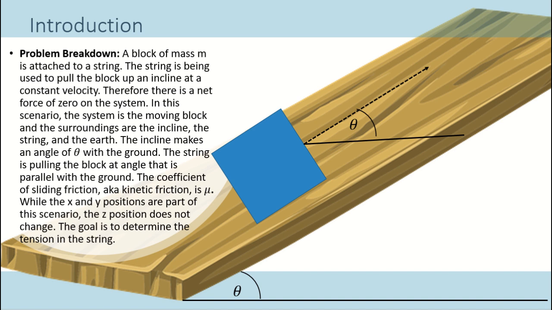In this scenario, the system is the moving block and the surroundings are the incline, the string, and the earth, and the rest of the area or room. The incline makes an angle of theta with the ground. The string is pulling the block at an angle that is parallel with the ground. The coefficient of sliding friction, also known as the kinetic friction in this case, is mu. While the x and the y positions are part of this scenario, the z position does not change. The goal is to determine the tension in the string while the block is being pulled.